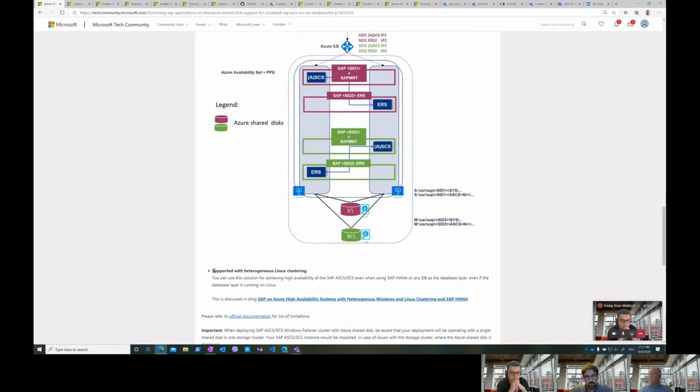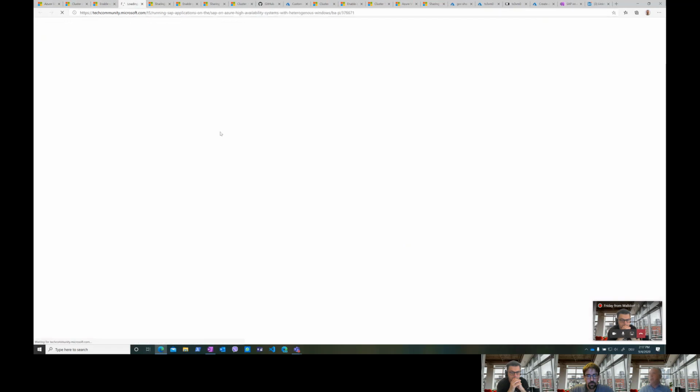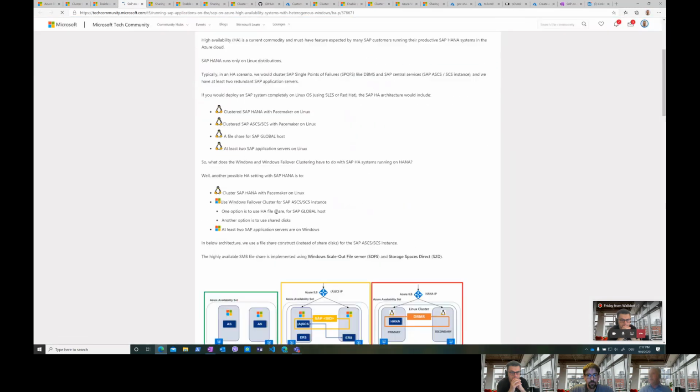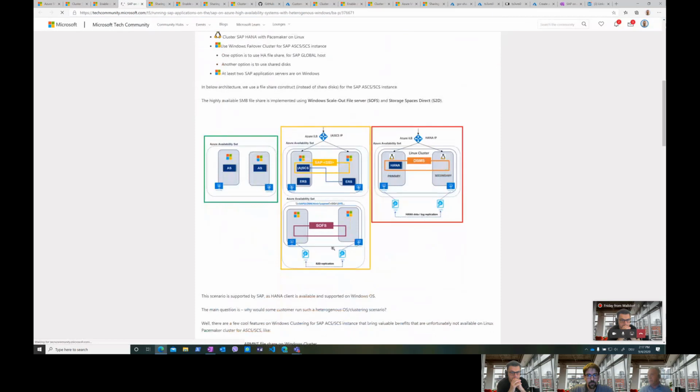Maybe also one interesting part is that you can use this also for the heterogeneous landscape, where the database would be on Linux and use whatever, so HANA. I don't know, for example, with Pacemaker. So that's an old blog. What I have here, a link, an old blog is basically talking about a scale out file server solution for the central services and application service on Windows, but HANA is on database.